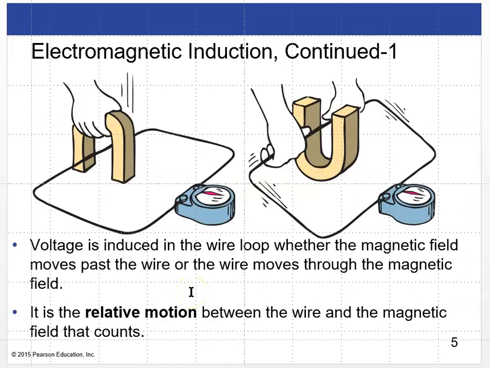It's relative motion that counts. The voltage is induced in the wire loop whether the magnetic field moves past the wire or the wire moves through the magnetic field. It's a relative motion between the wire and the magnetic field that counts. And this is the first step towards the special theory of relativity.